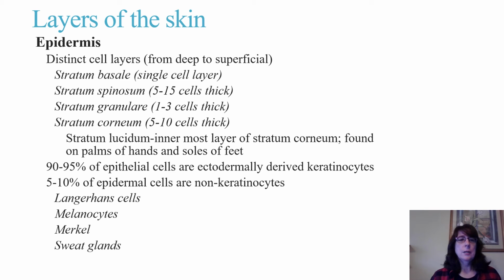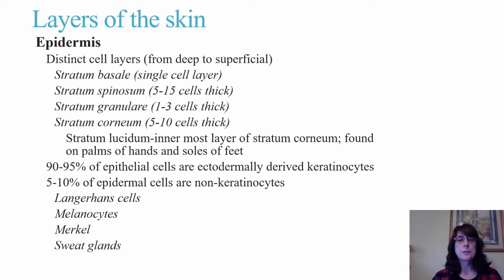Within the layers of the skin, the epidermis has distinct cell layers, and these are labeled from the deep to the superficial. Your stratum basale is a single cell layer. Your stratum spinosum is 5 to 15 cells thick. Your stratum granulare is from 1 to 3 cells thick, and your stratum corneum is from 5 to 10 cells thick. The stratum lucidum is the innermost layer of the stratum corneum, and it's found on the palms of your hands and soles of your feet.